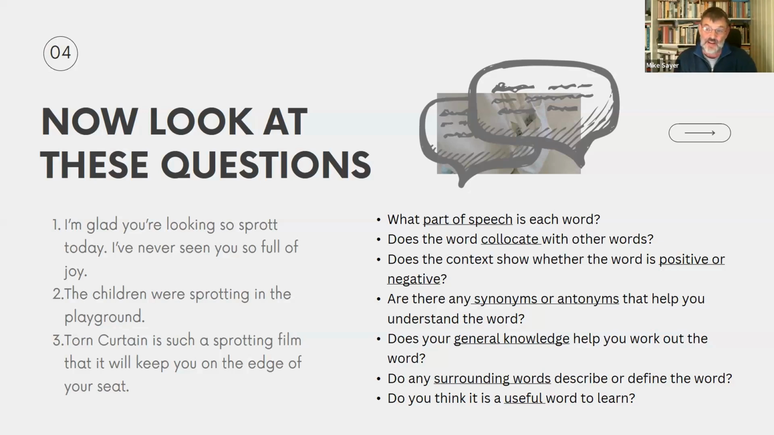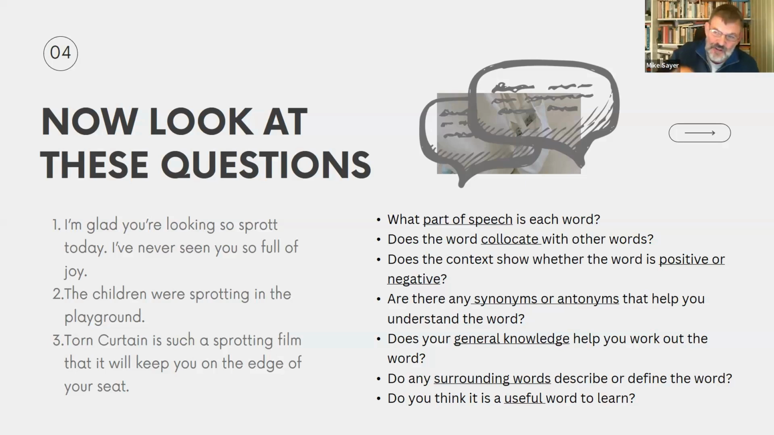If you look at the second sentence, the children were sprotting in the playground. Well, here there are quite important surrounding words which really help you. We know from the part of speech, sprotting, that it's an activity. So it's a word that describes an activity. We know from children and playground that it's something that children do. It's something that they do in a playground. So that really narrows down the meaning.